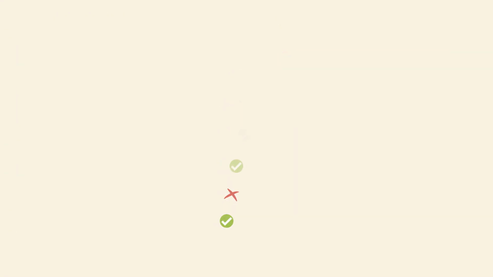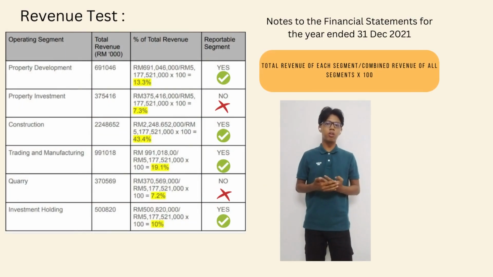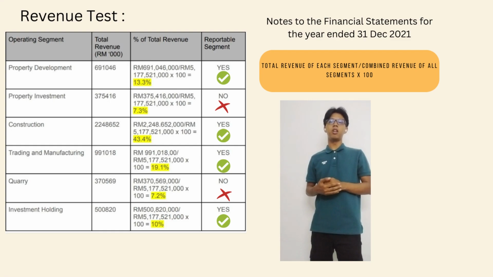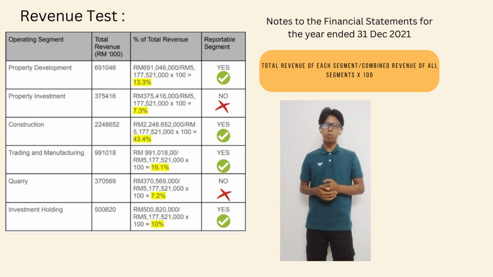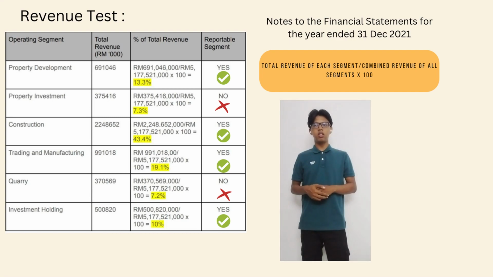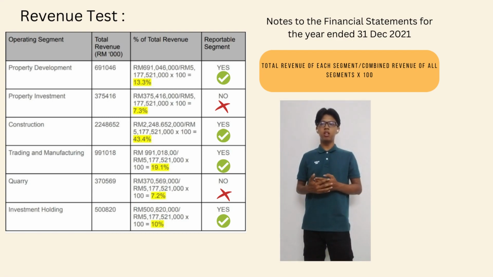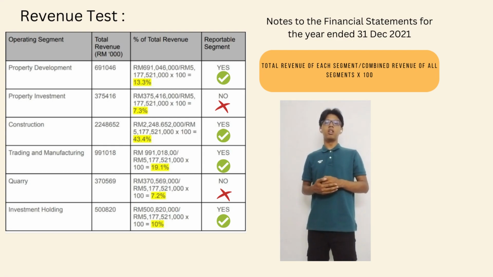a reportable segment. So to summarize, there are only 4 segments that can be reported as reportable segments, which are property development, construction, trading and manufacturing, and investment holding. And the other 2, which are property investment and quarry, are not classified as reportable segments because they didn't meet the 10% requirement, so they cannot be classified as reportable segments.